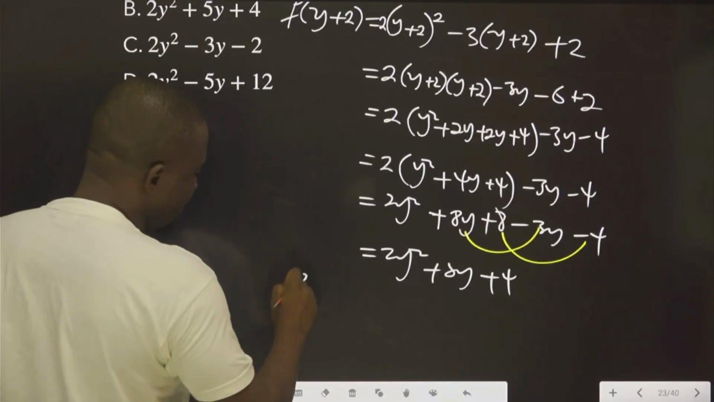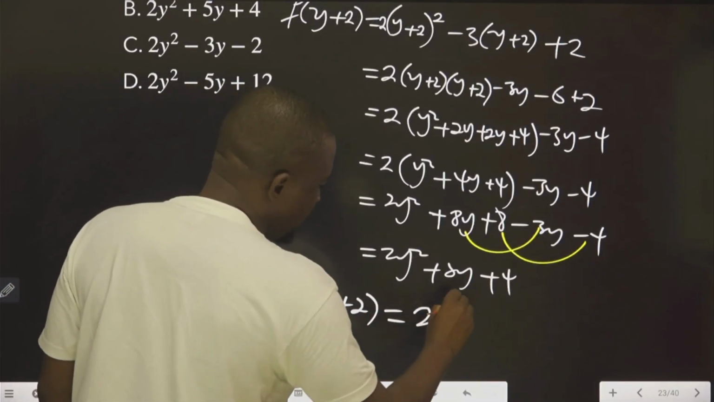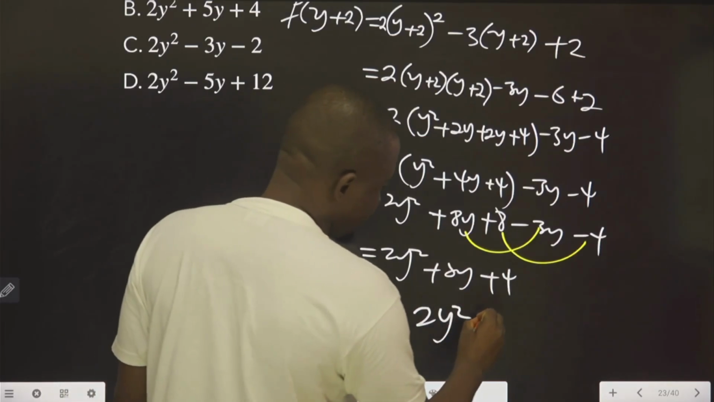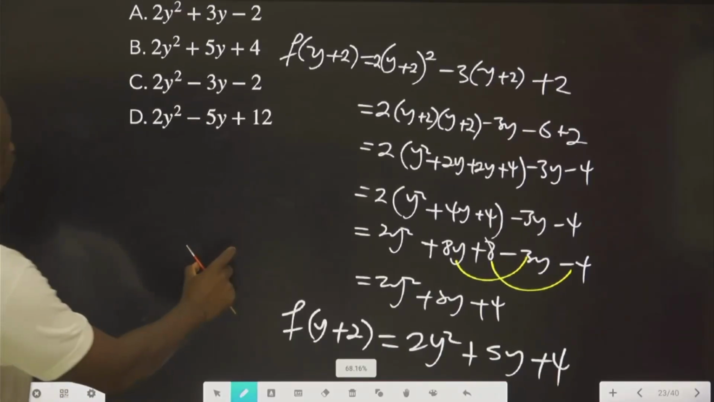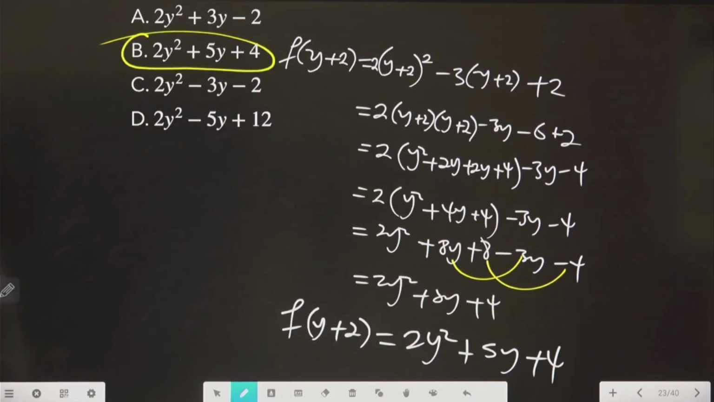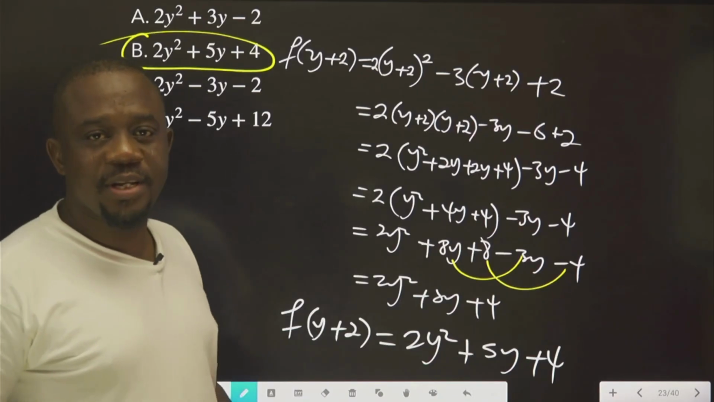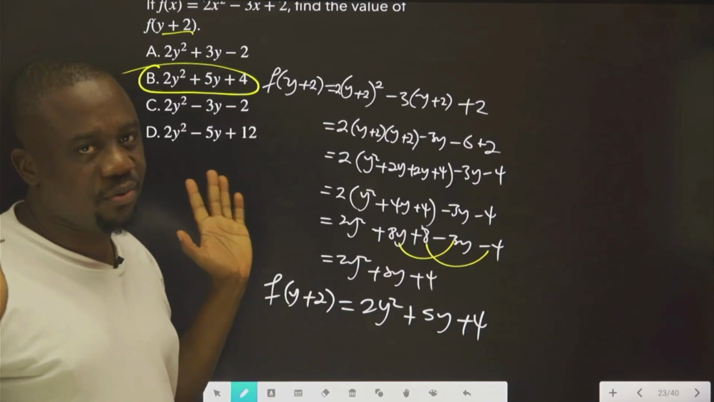So this one is equal to 2y squared plus 5y plus 4. 2y squared plus 5y plus 4. Okay? That is B. Understand? Just substitute and work this out. Simple. Let's look at this.